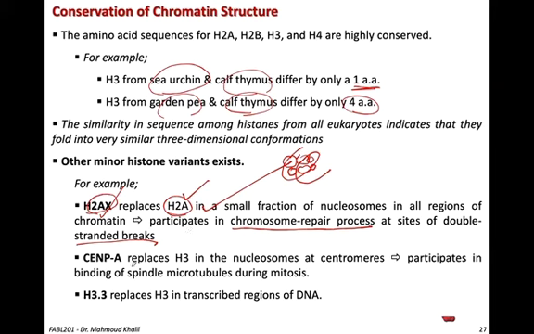Two other histones, SNPA and H3.3, can replace histone 3 as well, but for different functions. Histone SNPA can participate in binding to the spindle microtubules during mitosis, while histone H3.3 replaces H3 in transcribed regions of DNA.